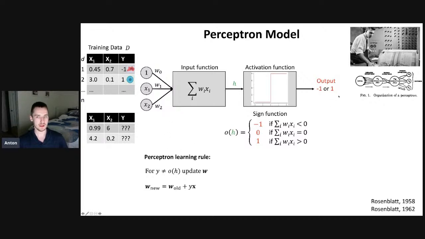And then when the output of this network under certain weights is not corresponding to the actual label in our training data set, we can update our weights according to this simple formula. So we have our old weights, and we add this little term, where we're just multiplying x by label y. And this is how we get updated weights. And we do this procedure iteratively through all the training data set, through all the n lines, right?